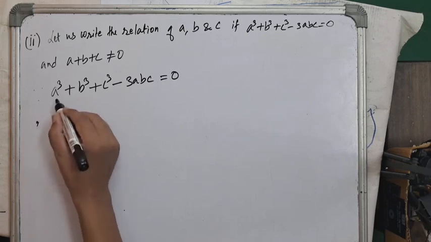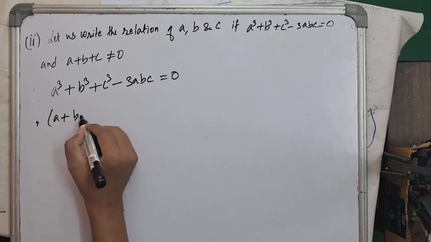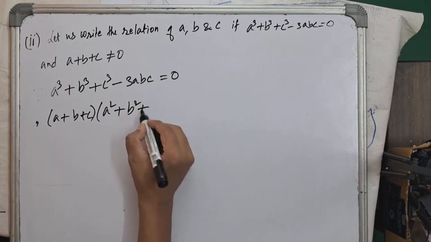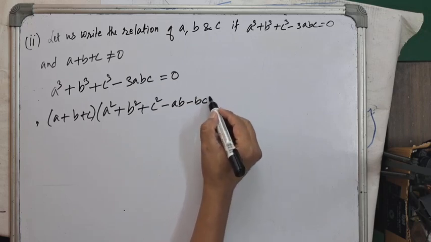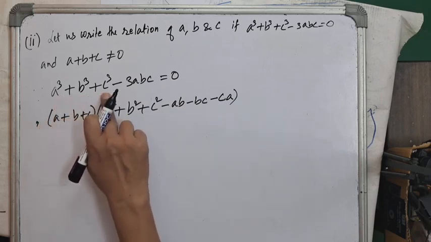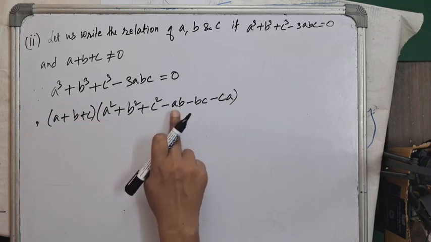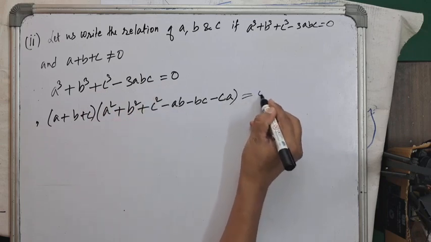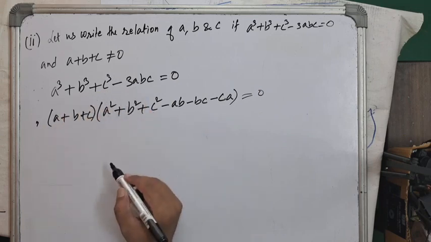Since A cube plus B cube plus C cube minus 3ABC means A plus B plus C into A square plus B square plus C square minus AB minus BC minus CA. So this equal to 0 means this product must be equal to 0. We know this formula, isn't it?